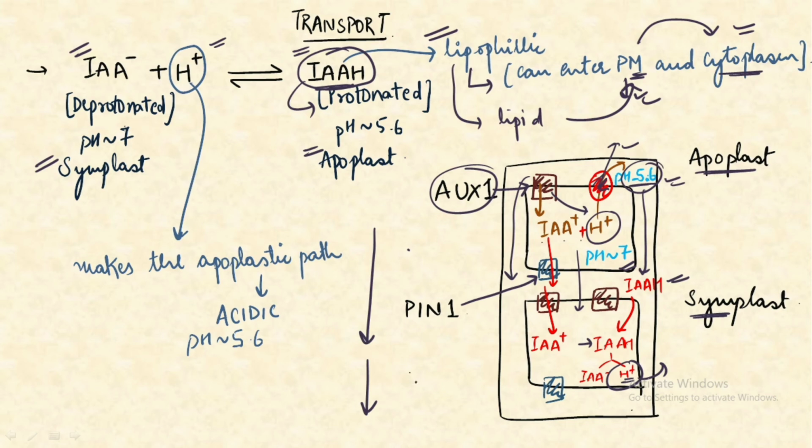All you need to remember is where AUX1 is present, where PIN1 is present, what are their functions, and this reaction, which is very simple. We just need to remember the deprotonated form and its pH, and the protonated form and its pH. Just make sure you remember these important points and you're good to go for this topic. So this topic is very important and also very easy if you have a good conceptual knowledge of the same.